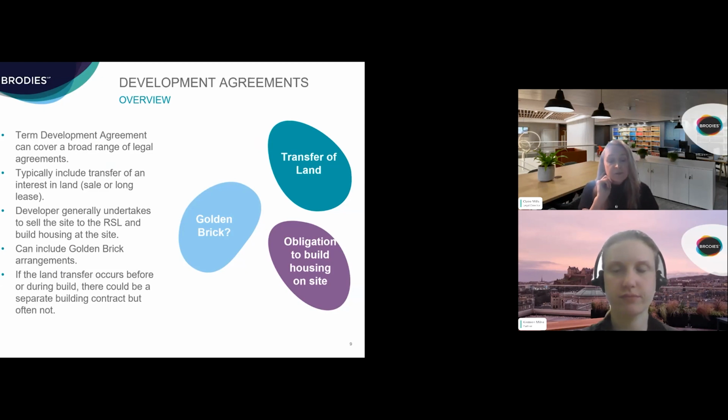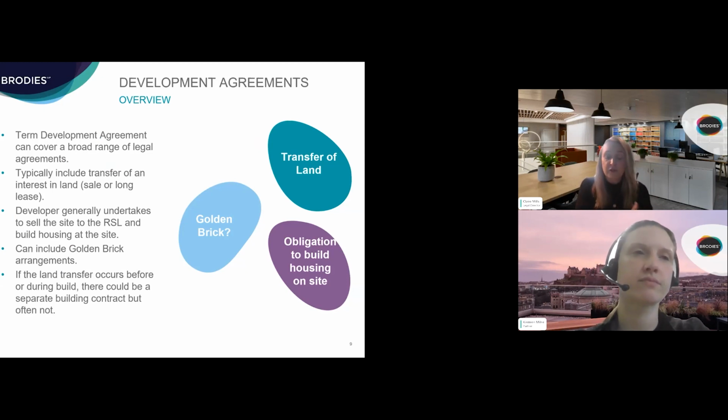So firstly, development agreements, the term covers a wide range of legal agreements, but the essence is an obligation on the developer to procure construction works on behalf of the other party. Typically, there'll be a transfer of interest in property, usually a sale of land, sometimes a long lease.